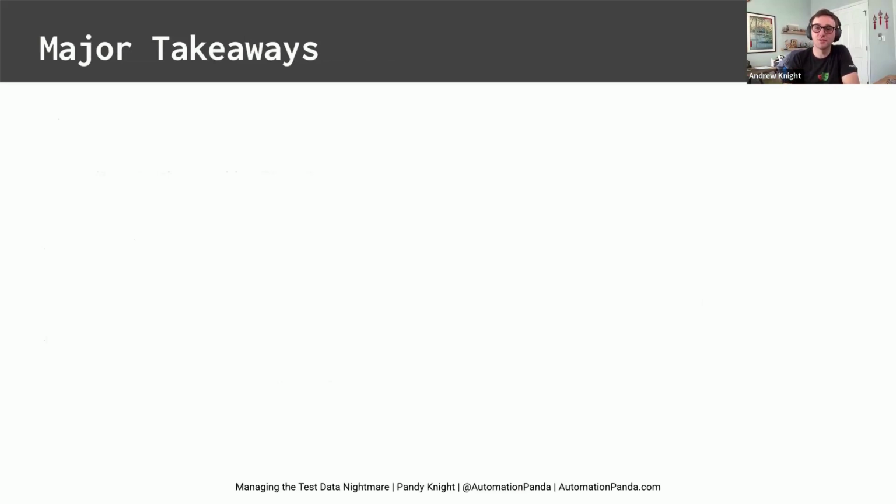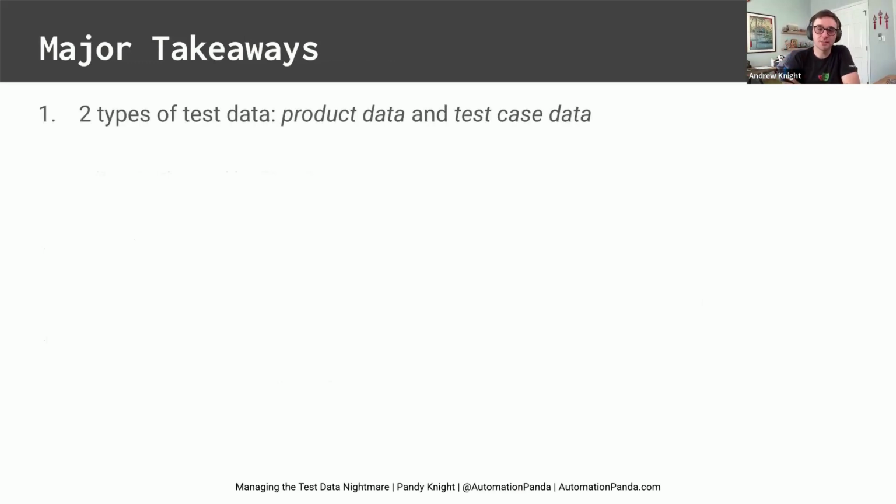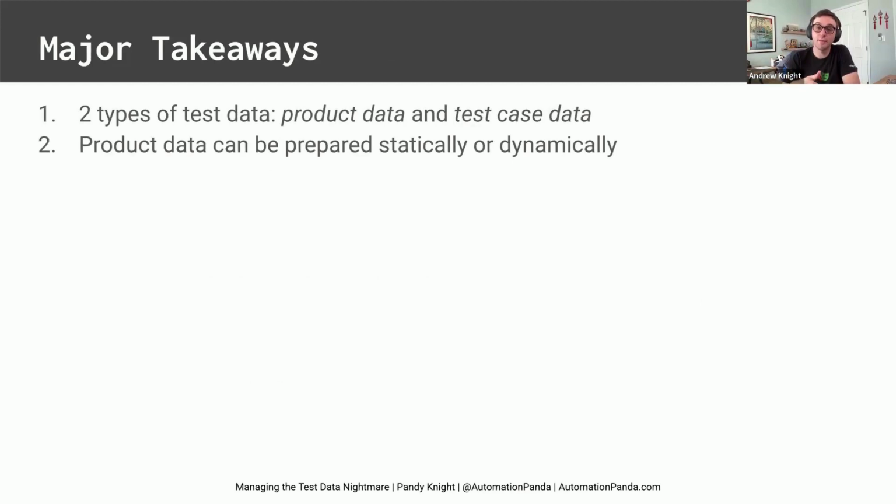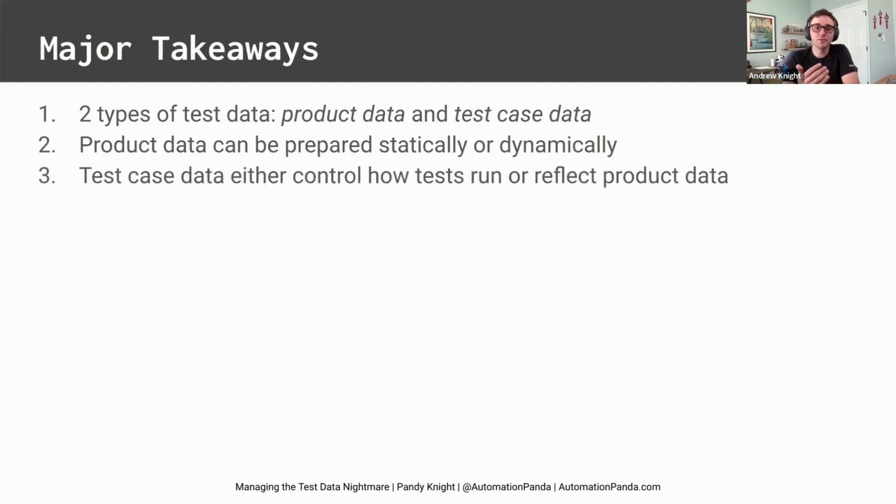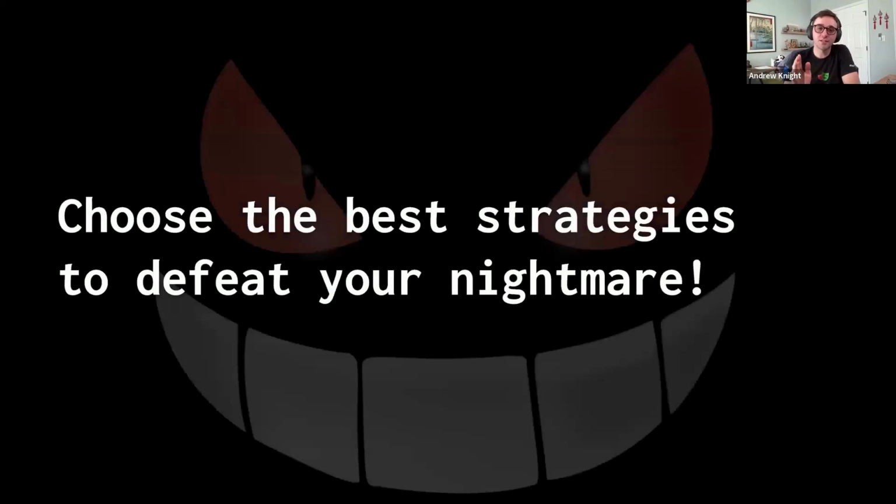Boom! We covered a lot of material in this past half hour. So let's recap what we learned. There are two primary types of test data: product data and test case data. Product data can be prepared statically or dynamically. Test case data either control how tests run or reflect product data. We should always handle references and share data very carefully. And overall, choose the best strategies to defeat your nightmares. Every product is different, and every team is different. You're going to have different needs that I can't even predict. So take these strategies as suggestions and advice from me to you, and choose which ones will work best for your needs.